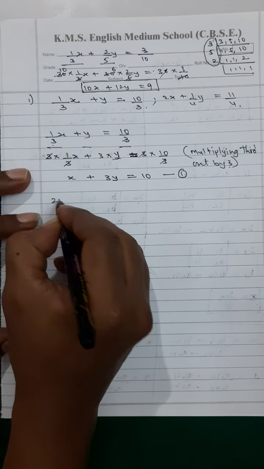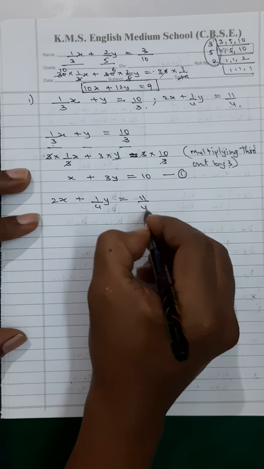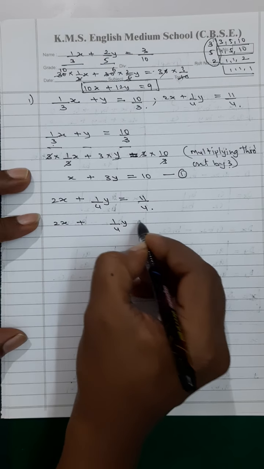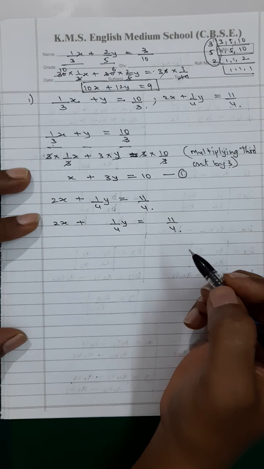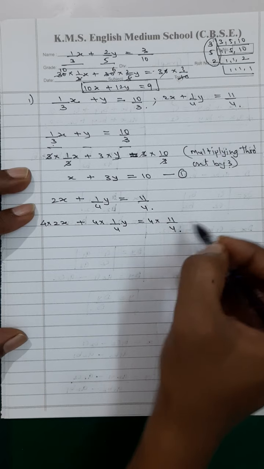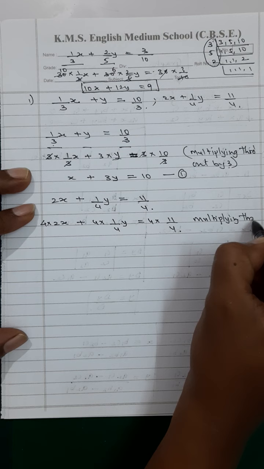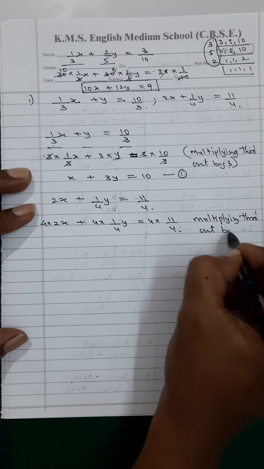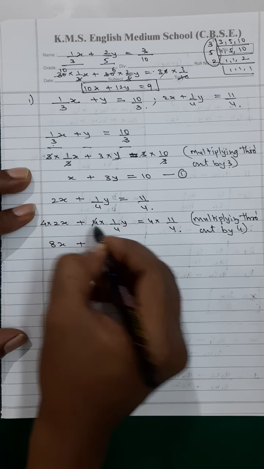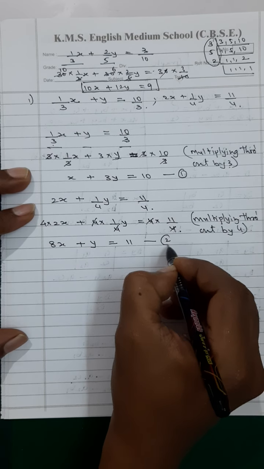Now for the second equation, you will get 2x plus 1 upon 4y is equal to 11 upon 4. Here also you will multiply throughout by 4. This will be 4 into this, 4 into this, 4 into this. So you get 8x plus y is equal to 11, as the denominators are gone. This will be the second equation.